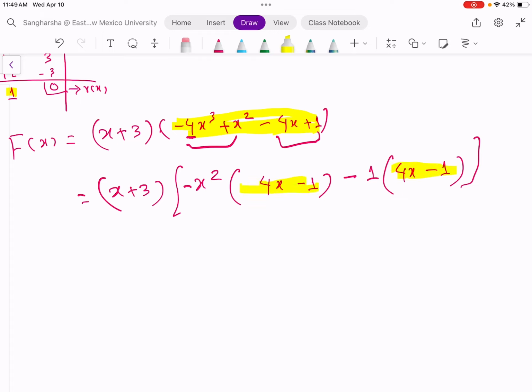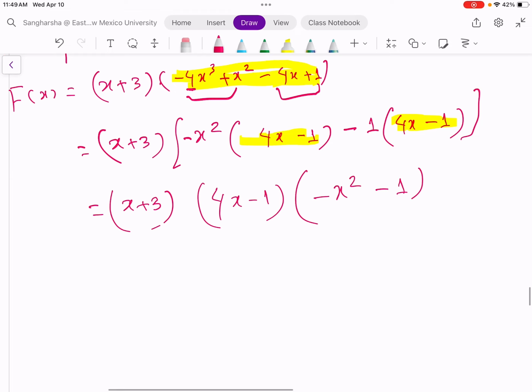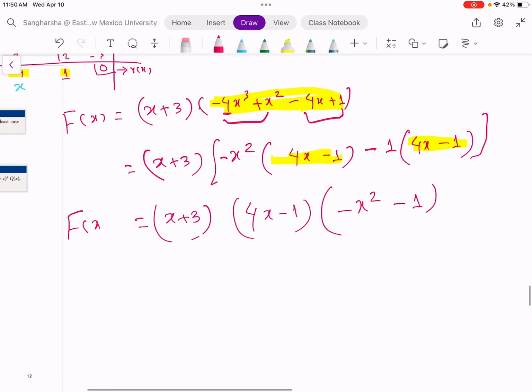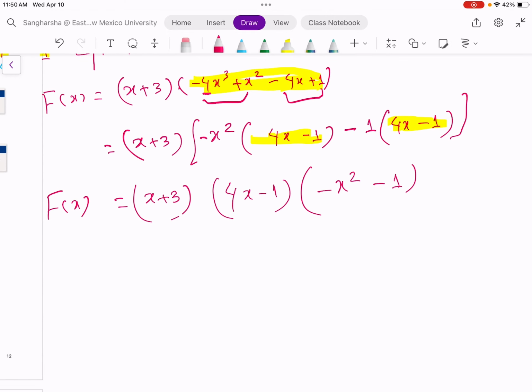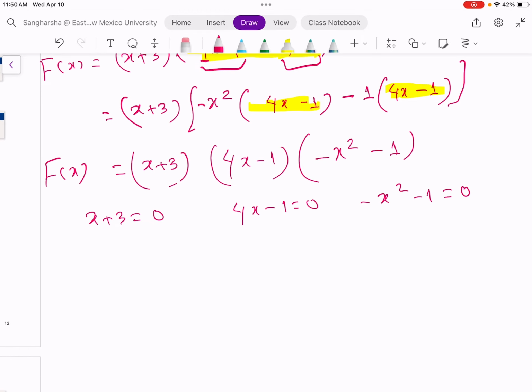So let's factor this out. We have x plus 3, and we have 4x minus 1 as a common factor, and we have minus x square minus 1. So this is our factorization for this function. Now we set each factor equal to 0: x plus 3 equals 0, 4x minus 1 equals 0, minus x square minus 1 equals 0. Once you factor completely, you could still factor this expression, but we know how to solve a quadratic equation, so we are not factoring.